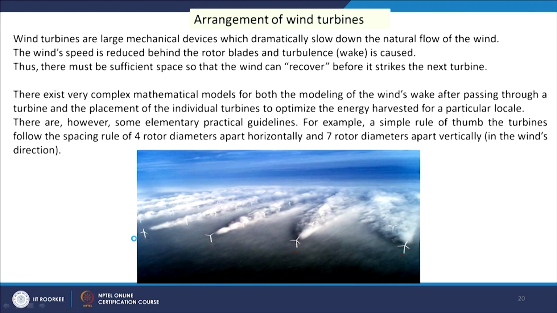And here it is mentioned as a simple rule of thumb that turbines follow the spacing rule of 4 rotor diameters apart horizontally and 7 rotor diameters apart vertically in the wind's direction. So, we have made some discussions on wind energy production, and thank you for your patience.